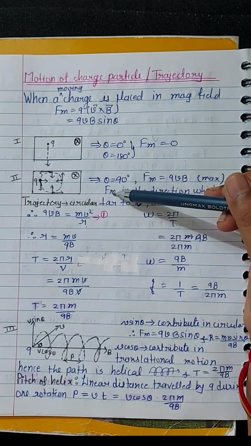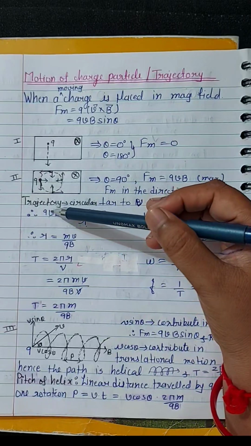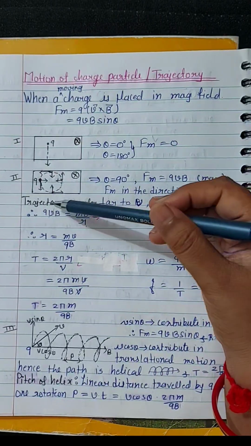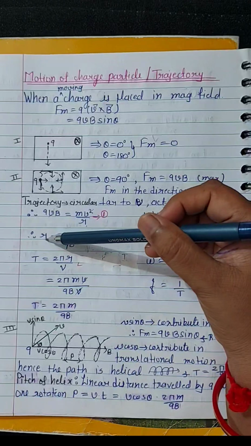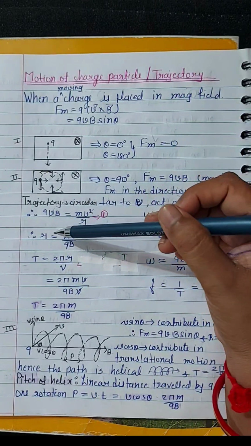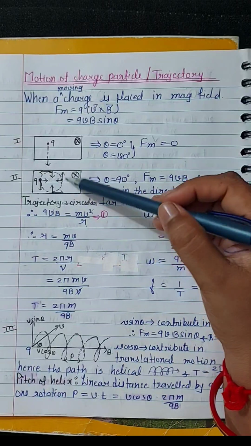The magnetic force behaves like a centripetal force, which acts towards the center, having the magnitude qvB. So we can compare both magnitudes. One velocity cancels. So the radius of the circular path can be written as mv divided by qB. Hence it's a circular path.